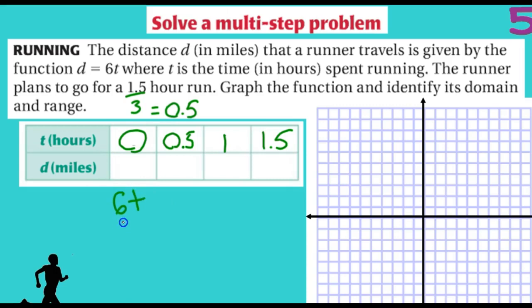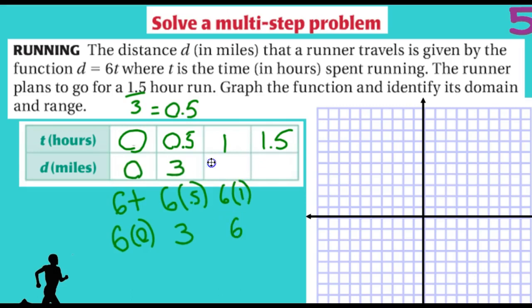6t. So here we'll have 6 times 0, which gives us 0. 6 times 0.5, which is going to give us 3. 6 times 1, which gives us 6. And 6 times 1.5, which is going to give us 9. So we only wanted to go on a 1.5 hour run, so we have to stop there. We're done there, because he's done running.